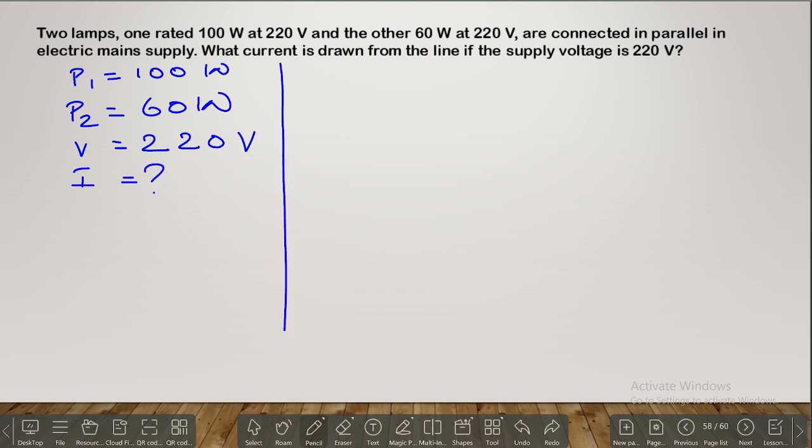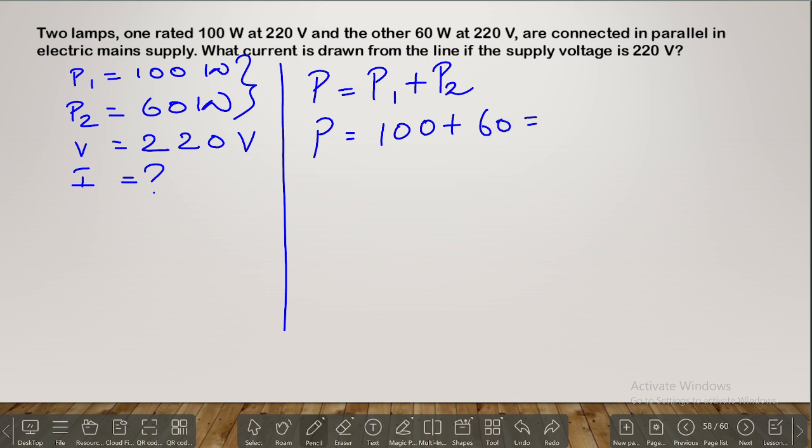So first what we are going to do is calculate the net power. So how are we going to find it? P is equal to P1 plus P2. P is equal to, what is the value of P1? 100 plus 60, 160 watt.